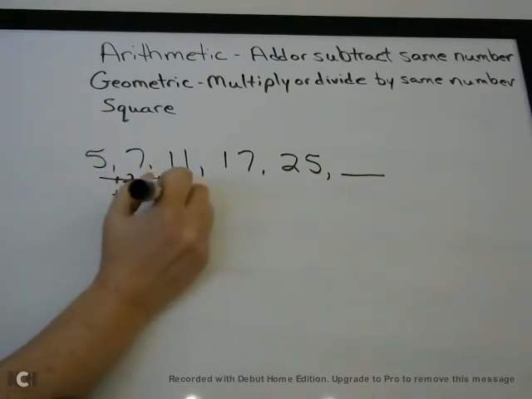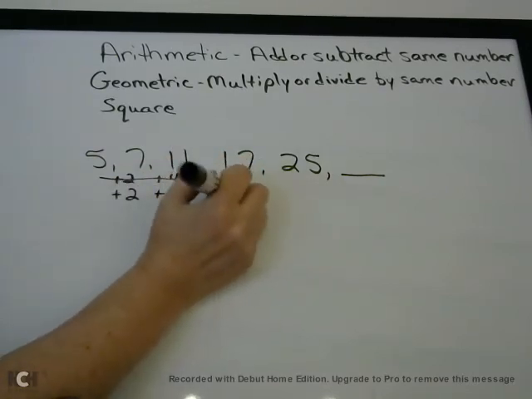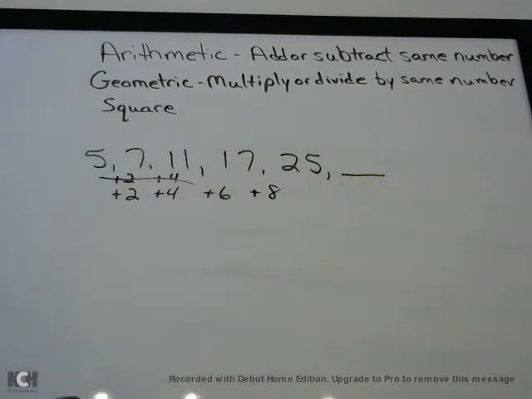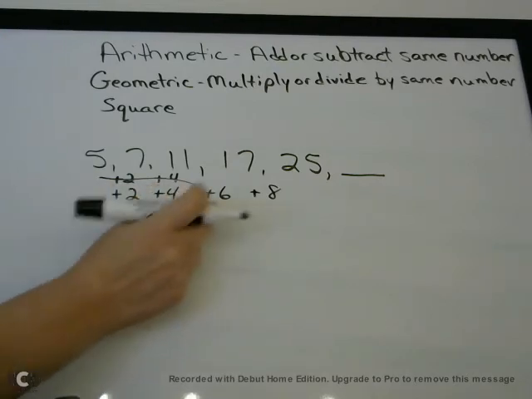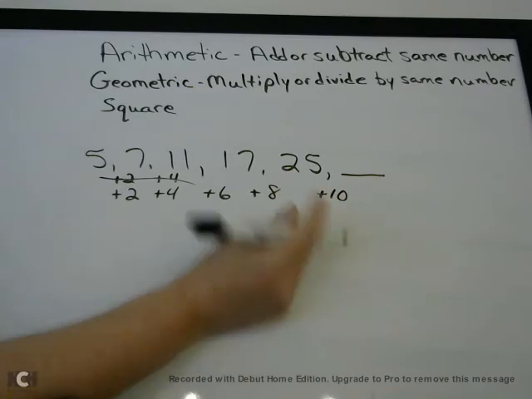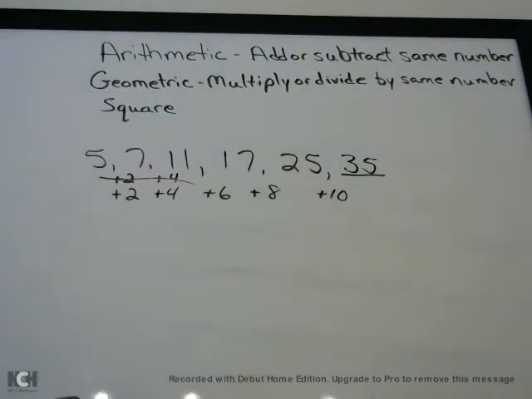We had plus 2, plus 4, from 11 to 17 is plus 6, from 17 to 25 is plus 8. So this is a pattern if you think about it logically. 2, 4, 6, 8. So the next one would be plus 10. So 25 plus 10, your answer would be 35.